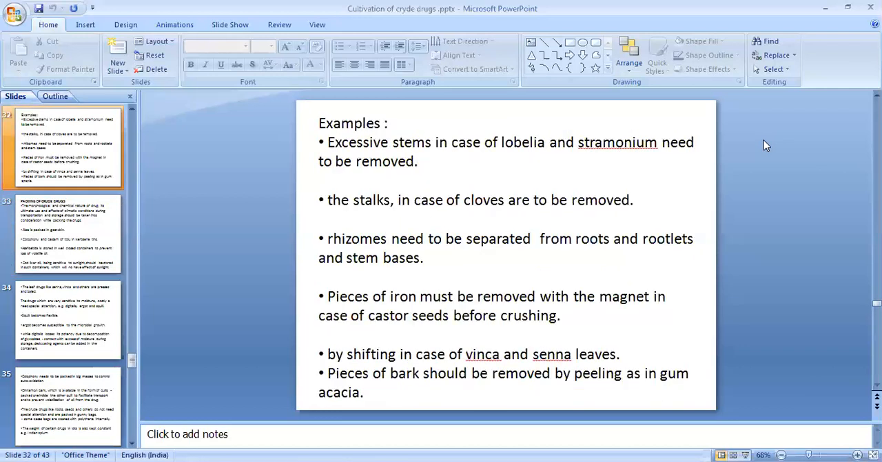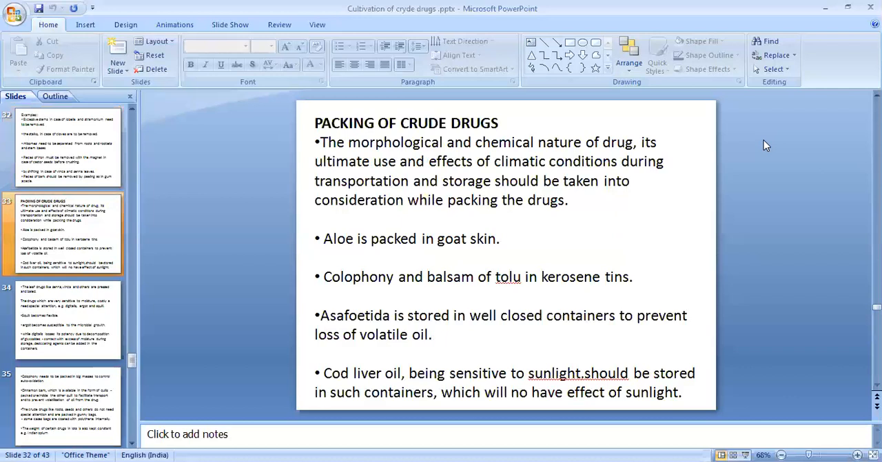That is, you are increasing the elegance of the crude drug that you are collecting. And next, once this dressing is over, it has to be subjected to packing. So the packing is one of the important processes or steps in the processing of crude drugs. The morphological and chemical nature of the drug and its use, and the effects of climatic conditions during the transportation and storage should be taken into consideration when you are packing the drugs.